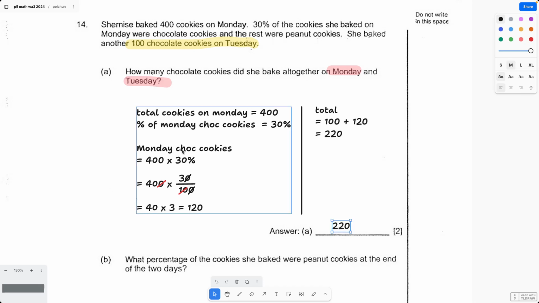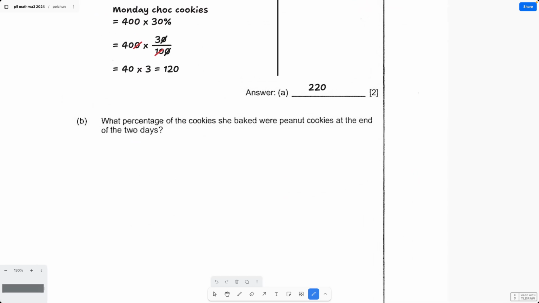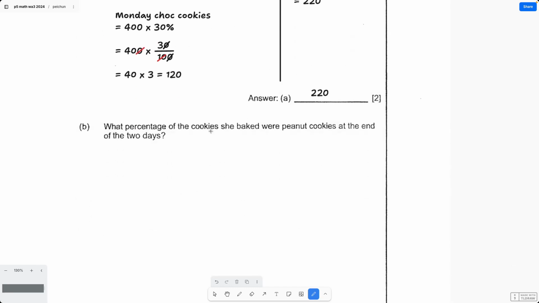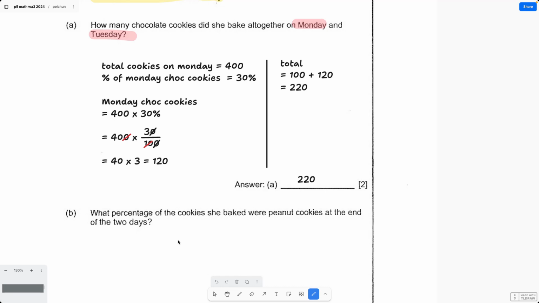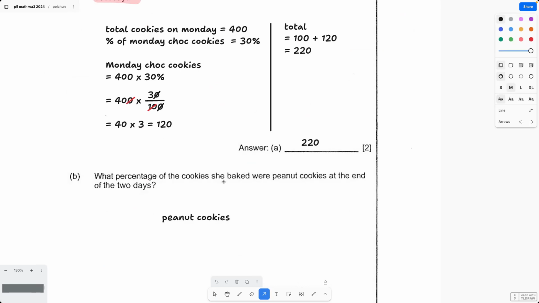Alrighty, and then the last question. In this case, what percentage of the cookies she baked were peanut cookies at the end of 2 days, right? So at the end of 2 days, we need to calculate the number of total cookies for 2 days, which is Monday and Tuesday, and then also get the peanut cookies that we have. So in this case, what we can do is get the peanut cookies. And there's only peanut cookies on Monday. So Tuesday, we don't really have any peanut cookies because I think she realized nobody likes peanut cookies. I'm kidding. All right.